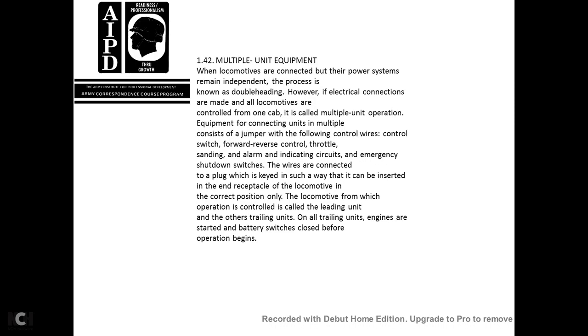When locomotives are connected but their power systems remain independent, the process is known as double heading. However the electrical connections are made, all locomotives are controlled from one cab. It is called multiple unit operation.